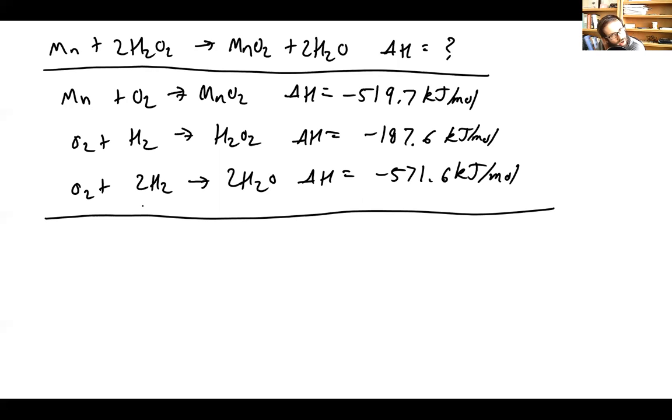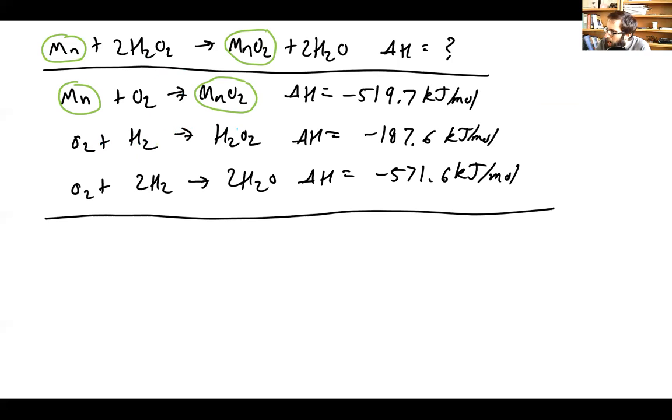What we want to do in these problems is look at what things we want to flip, okay? And so manganese here is on the left, and in this reaction that's given to us, manganese is on the left. So that's good. I'm not going to want to flip that. Also, you'll notice MnO2 is on the right and MnO2 is on the right. So I don't want to change that one.